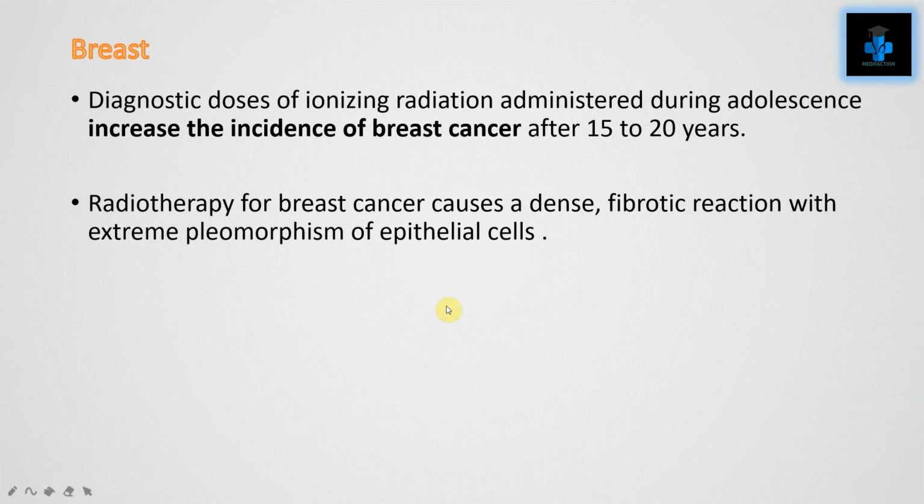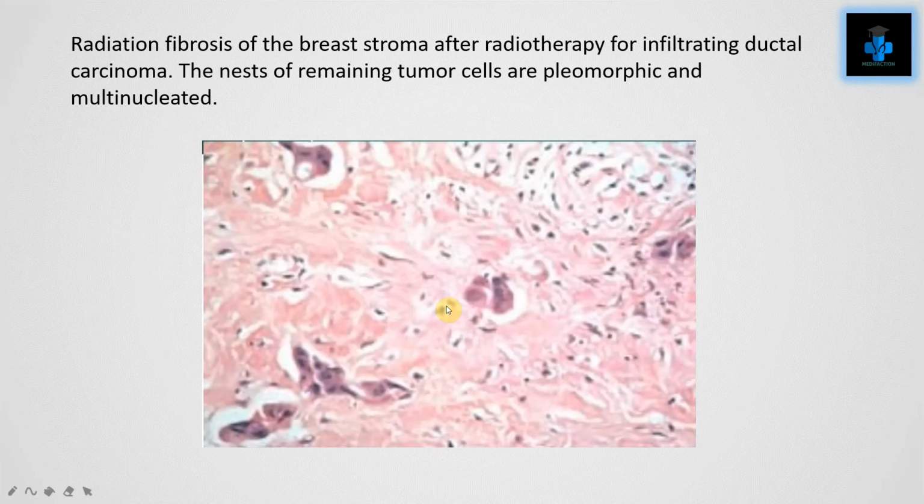Breast. Diagnostic doses of ionizing radiation administered during adolescence increase the incidence of breast cancer after 15 to 20 years. Radiotherapy for breast cancer causes a dense fibrotic reaction with extreme pleomorphism of epithelial cells.